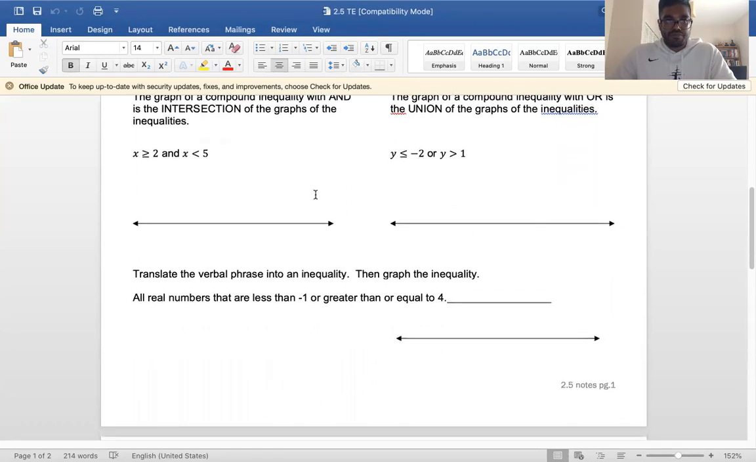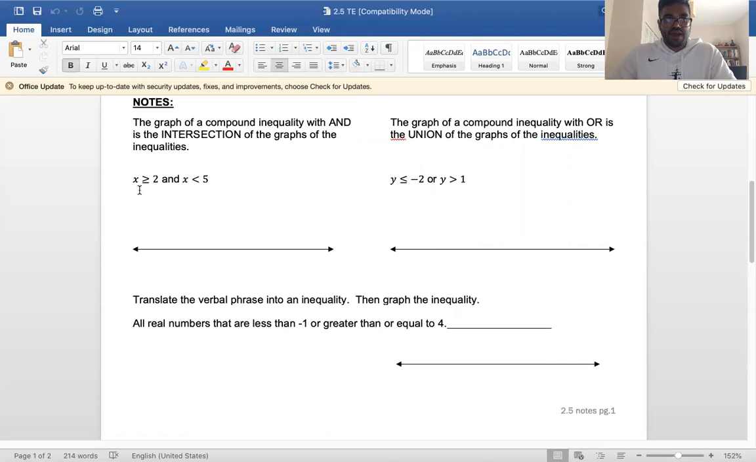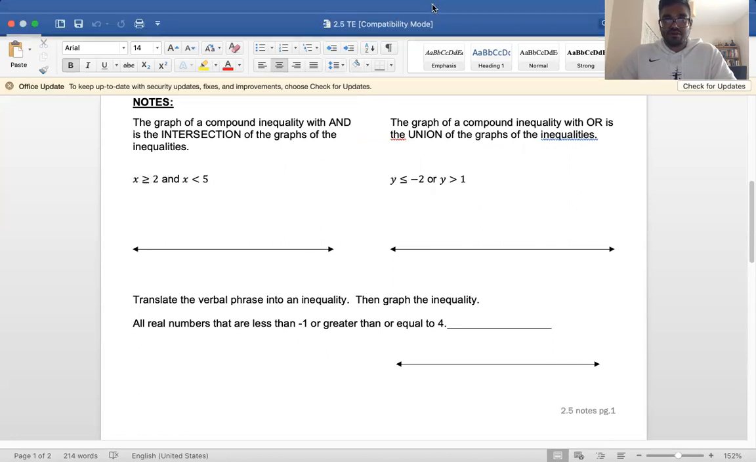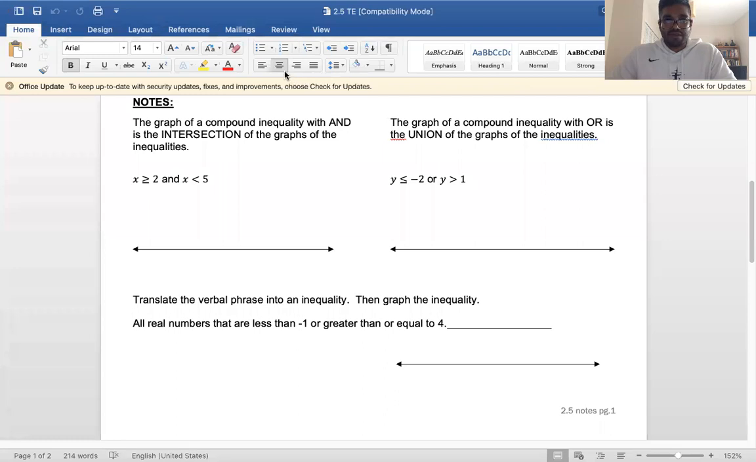So the first one here, we're saying that x has to be greater than or equal to 2 and x has to be less than 5. So it's got to be both things, right? It's got to be greater than or equal to 2 and less than 5. So if I'm graphing this on my number line, I'm going to just start with the first guy. So I'm going to start with looking at this one.